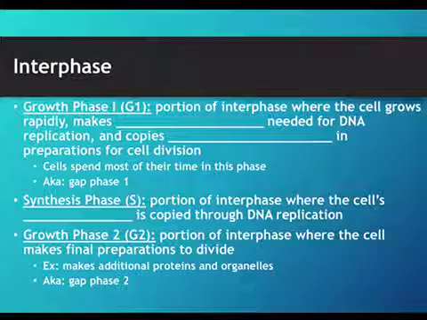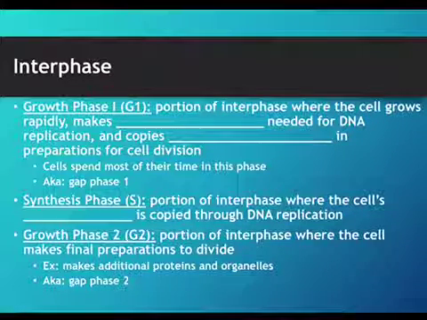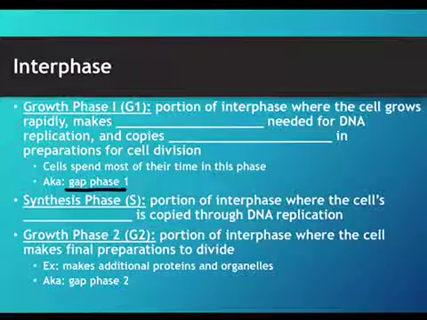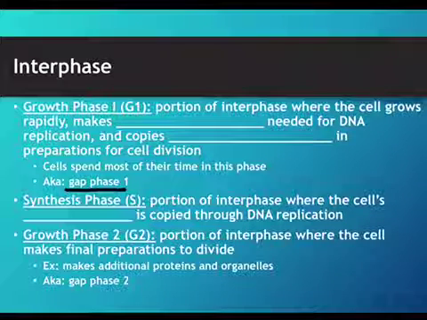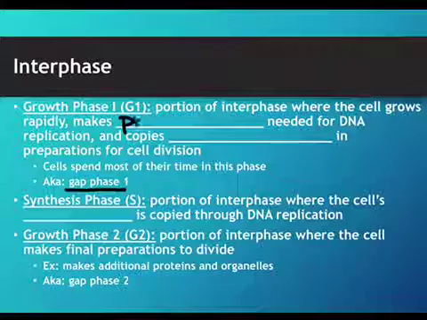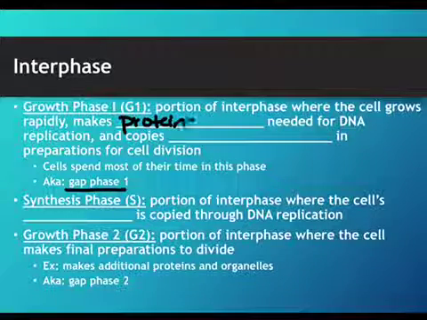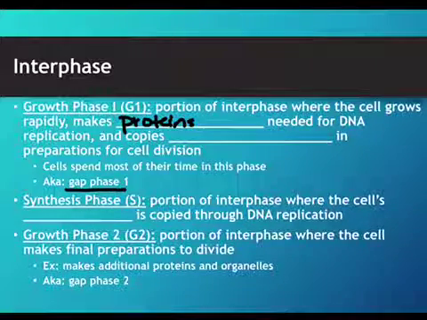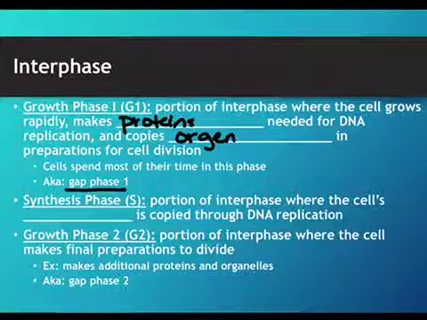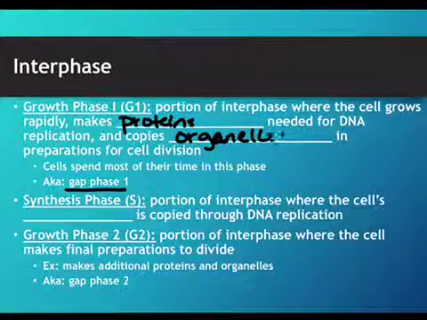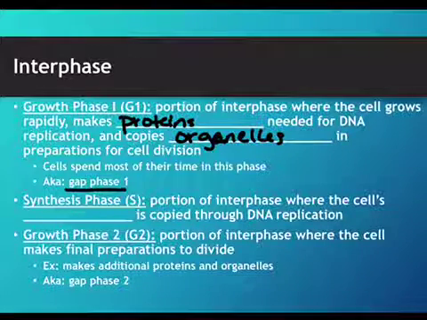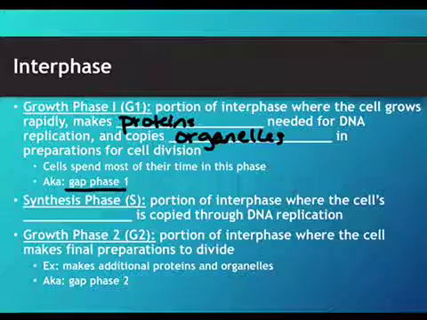So interphase starts with the growth phase 1. Sometimes it's also referred to as gap phase 1. And so this is the portion of interphase where the cell grows rapidly. It's going to make proteins that are needed in order to replicate the DNA. And it's also going to copy some of its organelles. And this is all kind of preparation for cell division.